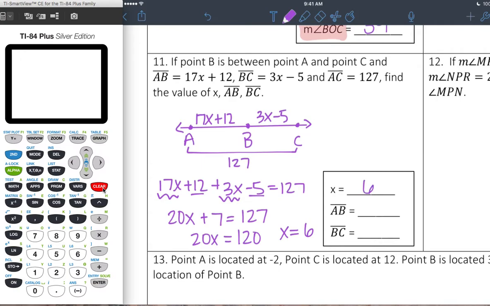The last thing that we need to do is plug in 6 for both of our values. So we're going to have 17 times 6 plus 12, which I'm going to do on the calculator. So 17 times 6 plus 12 equals 114. And then BC is 3 times 6 minus 5. So we'll have 3 times 6 minus 5 for BC equals 13.